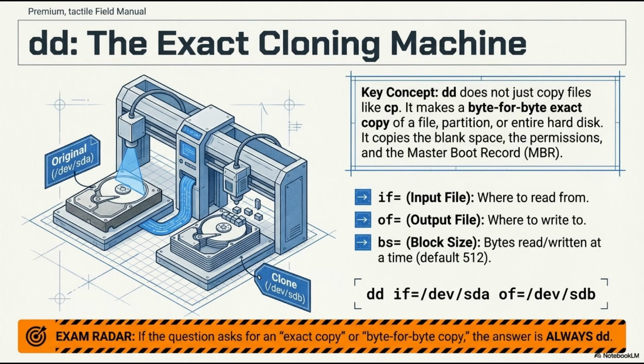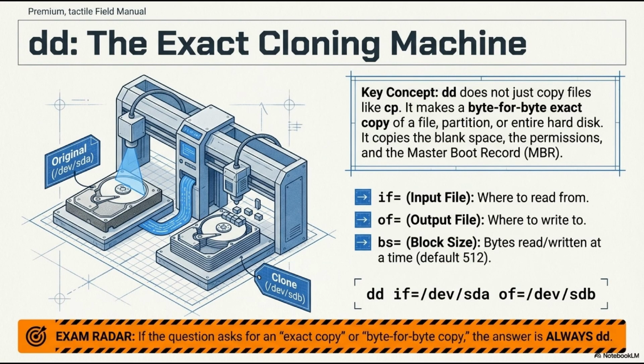Because CP relies on an abstraction layer called the file system. When you use CP, you're politely asking the operating system to read a file and write a copy. But what if a file is currently locked by a database? It would just skip it, right? Probably. Or what if it's hidden by a rootkit? Or what if you need to copy the master boot record? The invisible instructions that tell the drive how to start. The CP command can't see those things. Precisely. It only sees what the operating system lets it see.